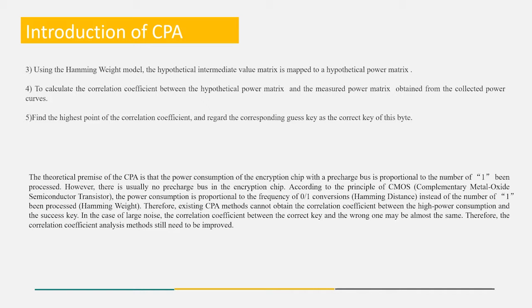Therefore, existing CPA methods cannot always obtain a correlation coefficient between high power consumption and the correct key. In the case of large noise, the correlation coefficients of the correct key and the wrong key may be almost the same. Therefore, the correlation coefficient analysis methods still need to be improved.